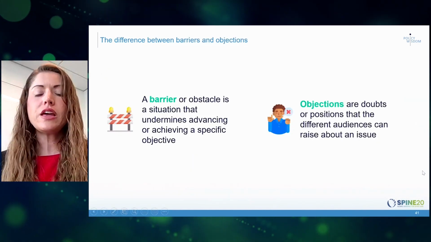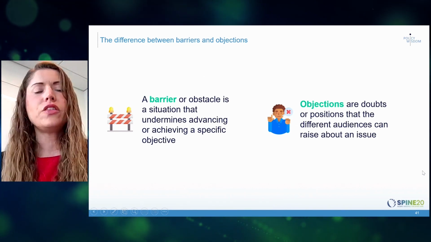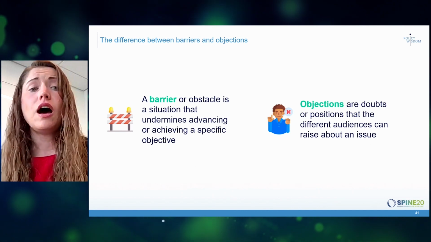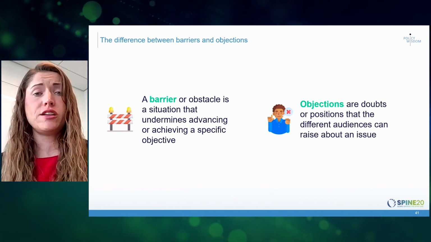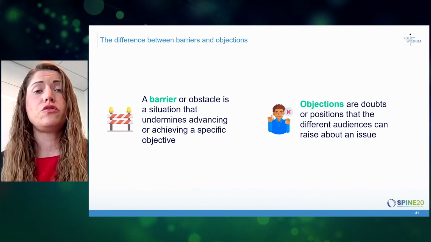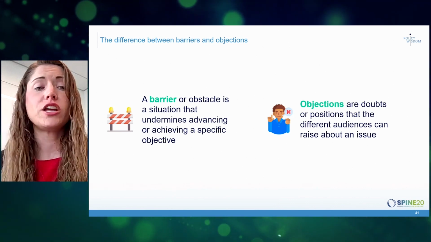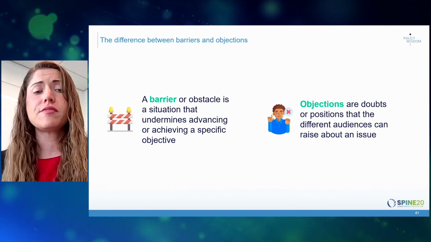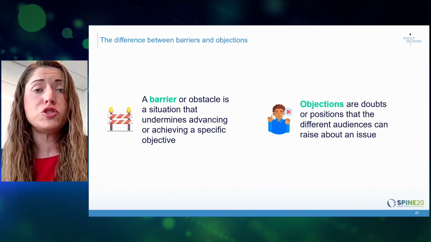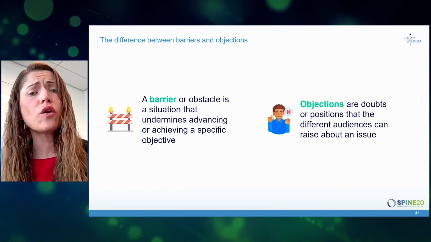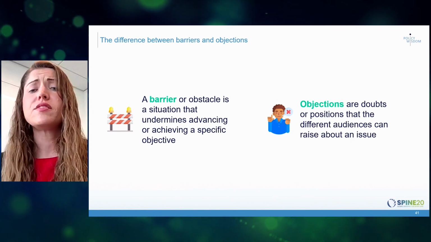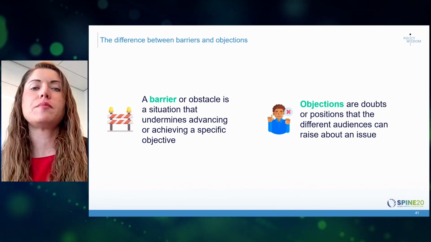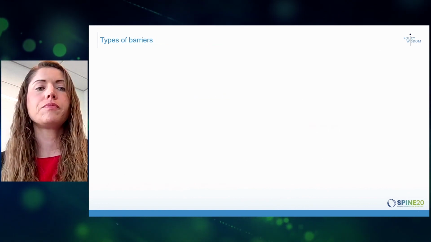And so now for the last segment of the presentation, I'll touch on the difference between barriers and objections that you can encounter in the course of your communication strategy. So a barrier, of course, is a situation which could undermine advancing or achieving your specific objective. An objection, of course, would be doubts and positions raised by different audiences. This is where your detractors, your skeptics and critics come in.